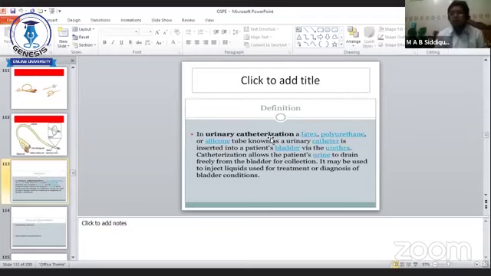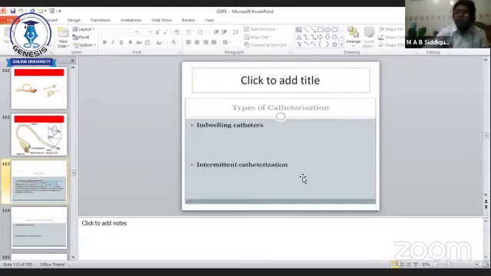and this catheter is introduced into a patient's bladder via the urethra. Catheterization allows the patient's urine to drain freely from the bladder for collection. It may be used to inject liquid, for treatment or diagnosis of a bladder condition. Even we can use this catheter for diagnosis, we use dye for diagnosis of some diseases by this catheterization.